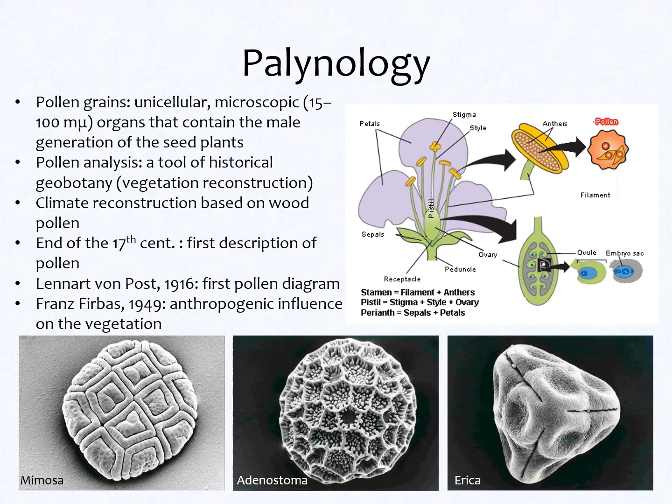Let's have a very short glimpse on palynology, which will be taught in the following semesters in extra courses. Pollen grains are unicellular microscopic organs that contain the male generation of the seed plants. Traditionally developed within historical geobotany, the study of fossil pollen and spores is the principal technique for long-term vegetation reconstructions. The first description of pollen is documented from the end of the 17th century, and the first pollen diagram was published by Leonard von Post in 1916.